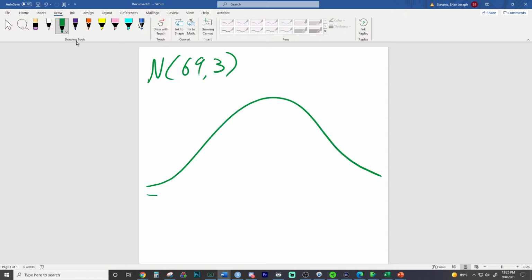My height is a z-score of 2. How tall is Brian? See if you can solve this right now while I'm working it out. I haven't shown you the answer yet, but my height is a z-score of 2. How tall is Brian?